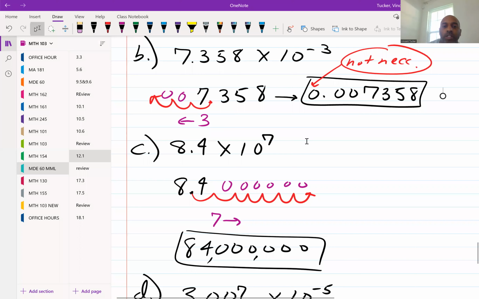All right, so next one, 8.4 times 10 to the 7th power. All right, so move your decimal 7 places to the right. That'll be 84,000,000. One of those decimal places will be taken up by the 4. Then we use 6 zeros as placeholders.